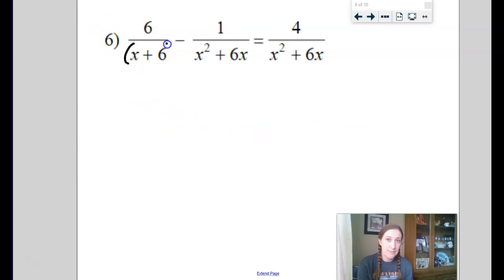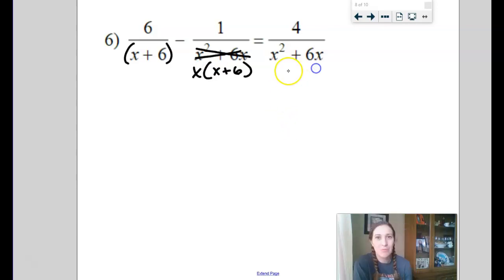So x plus 6 does not factor. But this one does. There's a common x that you could factor out. So we're going to rewrite this as x times x plus 6. Remember, it's really important for common denominators to factor them so you can see their individual pieces. So this denominator, we're going to write in its factored form: x times x plus 6.